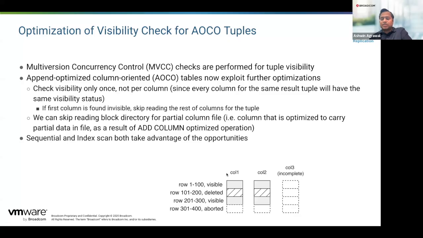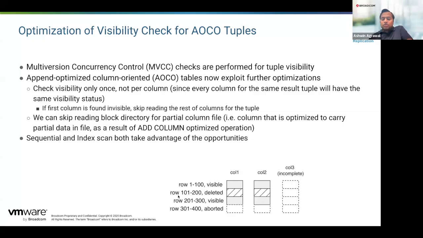And based on that, we decide how much we can eliminate the IO for the rest of the columns. In this case, let's say, as in the picture, you have rows 1 to 100 visible, and then rows 101 to 200 which are deleted. If you are performing the visibility check, we can read column 1, read all 100 rows, and know those are visible. For those, we'll read all the columns.